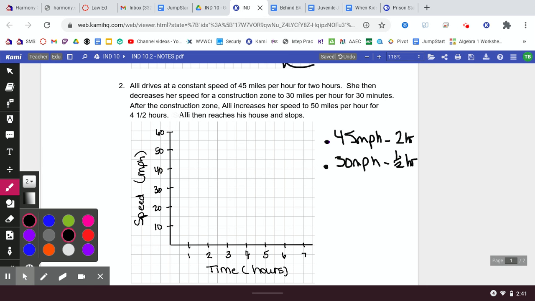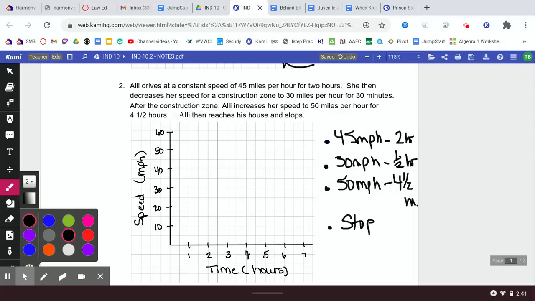And then after the construction zone, Allie increases her speed to 50 miles per hour. So 50 miles per hour for 4.5 hours. Okay. Then Allie reaches, it should say her, not his, Allie reaches her house and stops. So then you've got a stop. Okay. No gradual increase or decrease here, just a bunch of hard stops and starts.